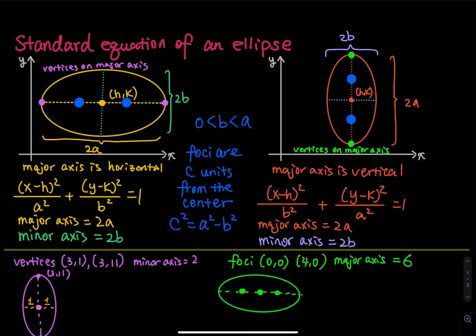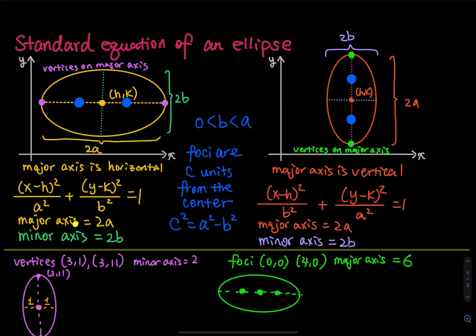And then the standard equation of this horizontal ellipse. The textbook doesn't say this is a horizontal ellipse, but the major axis, the longer axis, is horizontal, so that's why I would just call this a horizontal ellipse. The standard equation of this ellipse is (x minus h) squared divided by a squared plus (y minus k) squared divided by b squared. The right hand side is equal to 1.